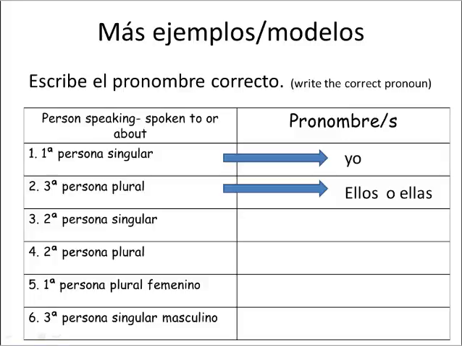Número tres, we have segunda persona singular. So if I'm asking for the pronoun for segunda persona singular, I would be asking for the pronoun for you. And in this case, we have two options since I'm not specifying. So the two options would be either tú for an informal or familiar pronoun, someone that I know, that is a friend, someone that is a family member, and the second option would be usted if I am talking formally.